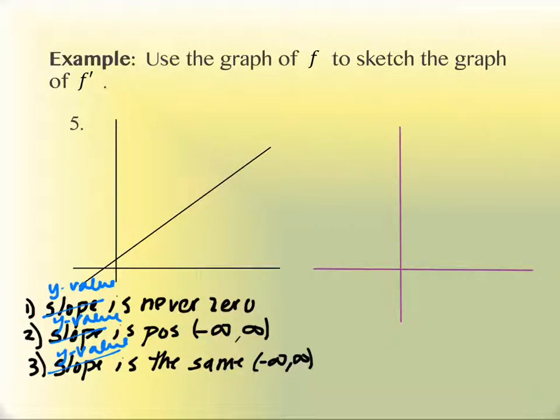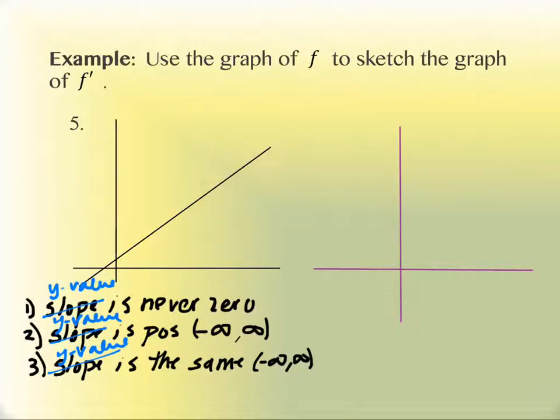We already talked about what number 1 means. The y value not being negative means I don't have any x-intercepts. The second one, the y value is positive. What does that mean? I'm always going to be above the x-axis, okay? So I'm not going to have anything underneath the x-axis.